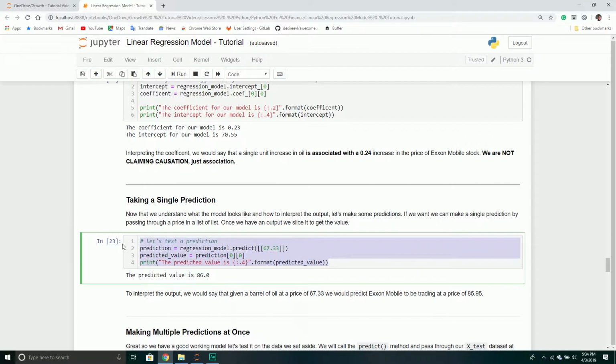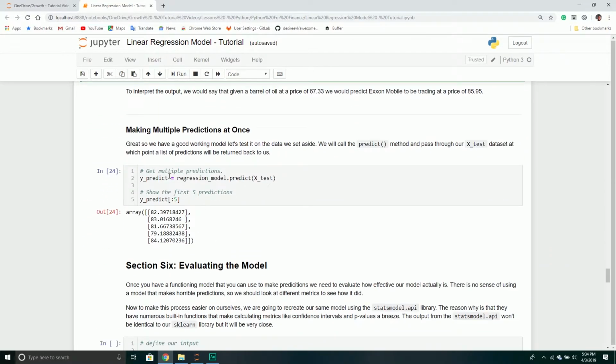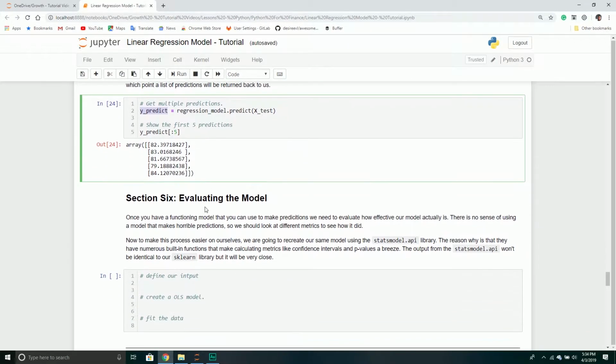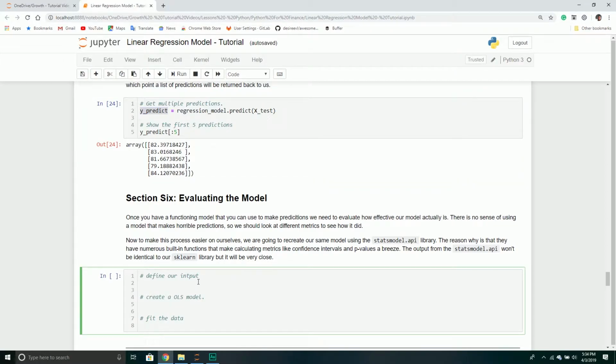And then we saw how to take a single prediction, and we also saw how to do multiple predictions. With this one, this is where we were testing our data set. Now that we have a test instance, we want to evaluate how well our model did.